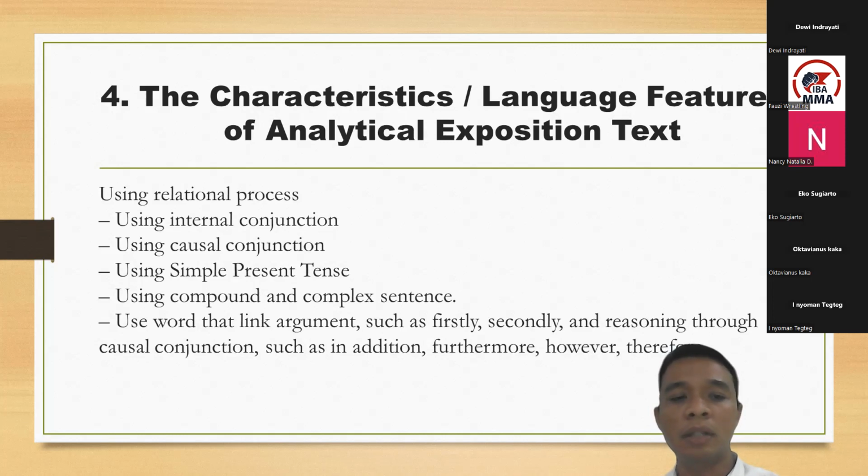And the last one is using words that link arguments, such as firstly, secondly, and reasoning through causal conjunction, such as in addition, furthermore, however, therefore, etc. So those are the main characteristics or language features of analytical exposition text.